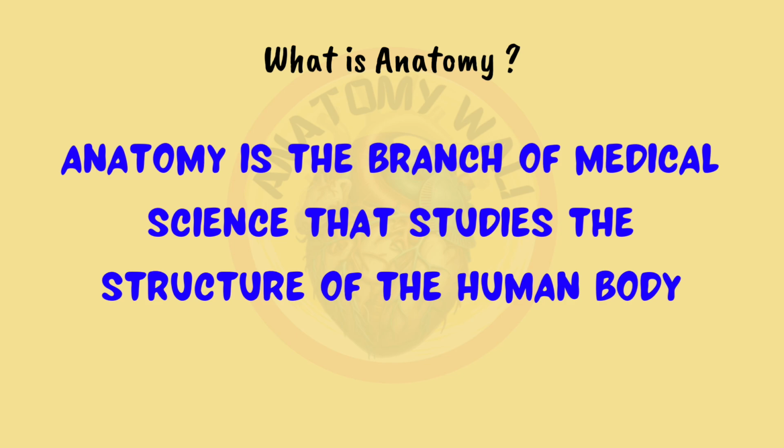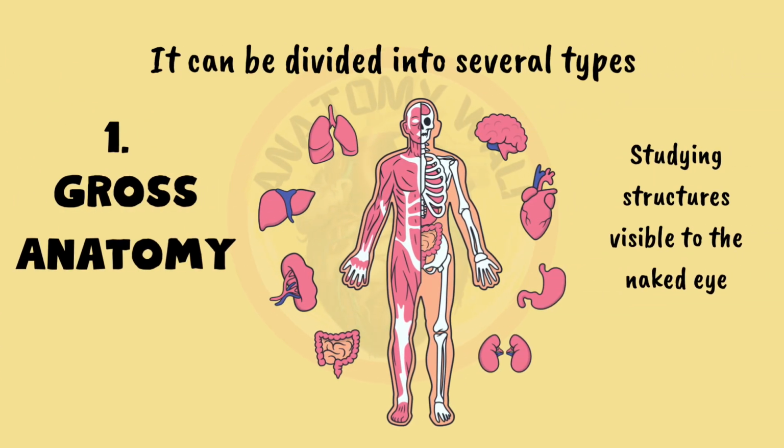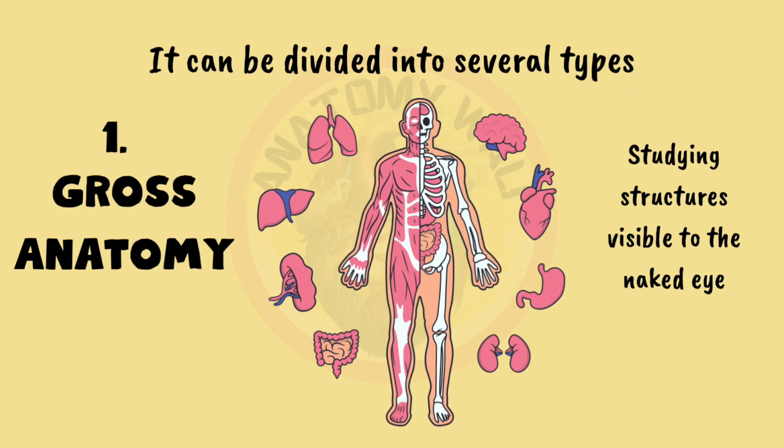What is anatomy? Anatomy is the branch of medical science that studies the structure of the human body. It can be divided into several types. The first type is gross anatomy. Gross anatomy is studying the structures visible to the naked eye.